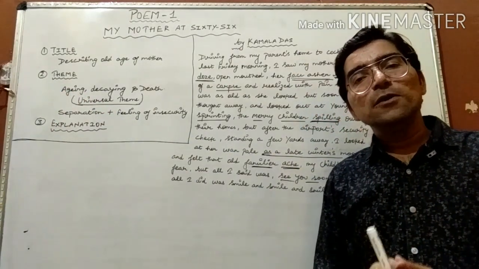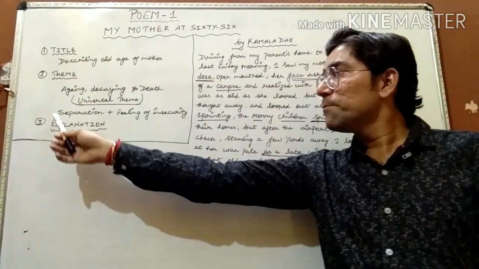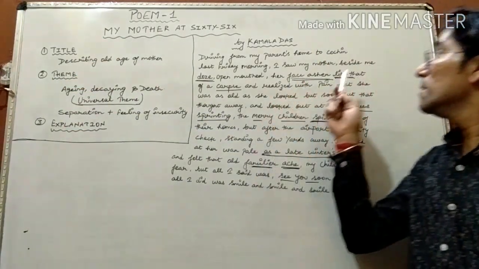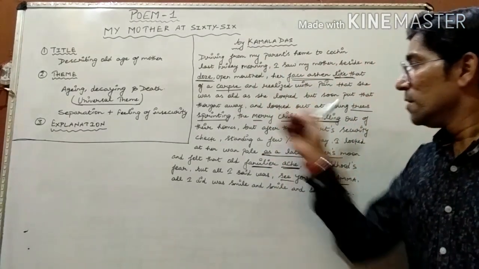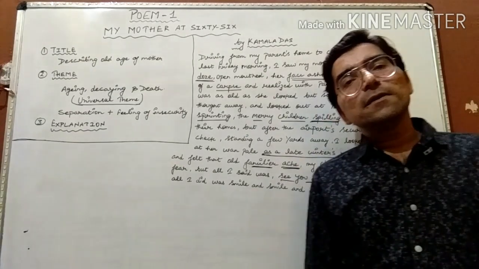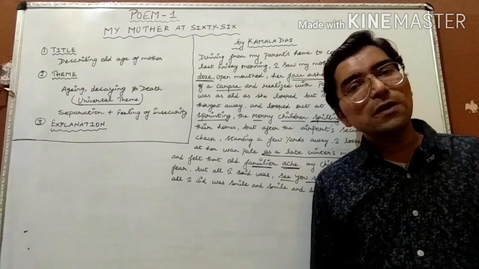So remember two or three things. Three things are title, theme, explanation, and the name of the poet or author, that is Kamala Das. So remember all these things and go through the poem thoroughly. If there is any question, you know where to ask me.